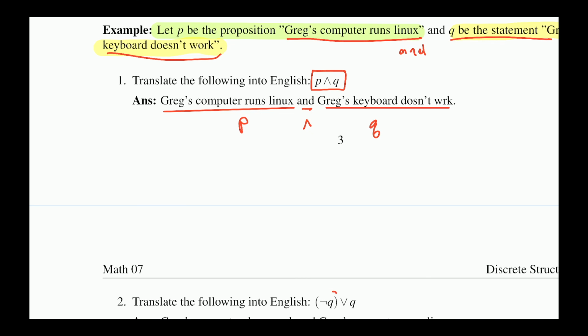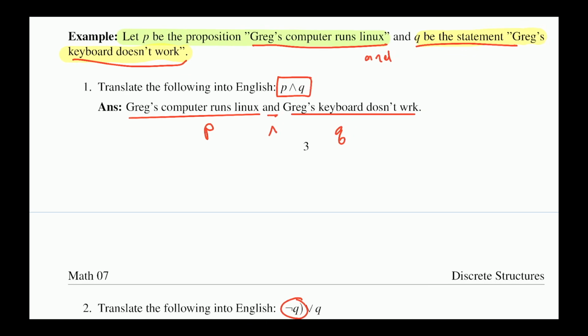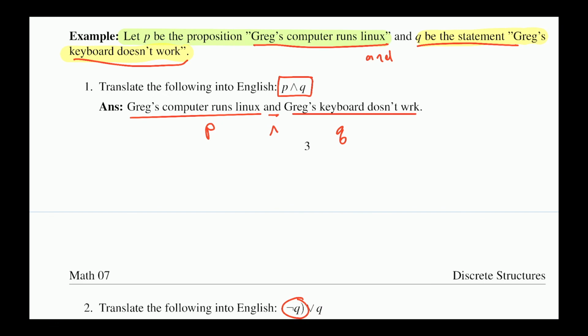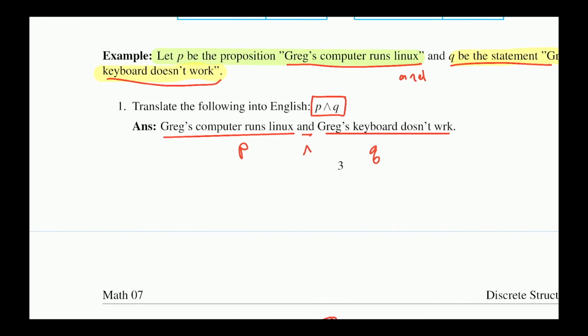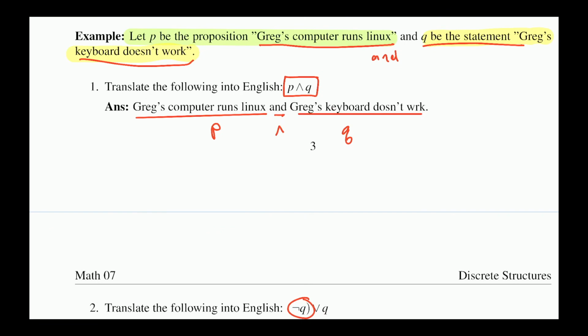Okay, so they say not Q. So how would I say not Q? So you come up here and say, where's Q? Q is Greg's keyboard doesn't work. And this is the negation, right? So what would the negation of Greg's keyboard doesn't work be? The negation would be Greg's keyboard works, right? The negation of doesn't work is works.